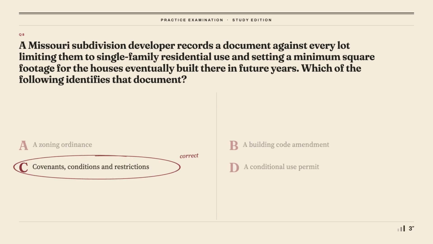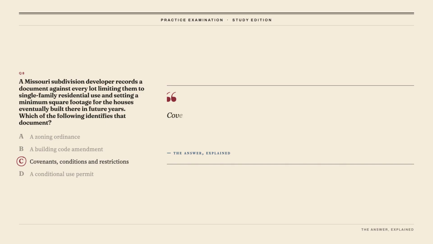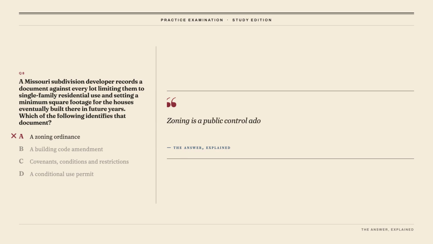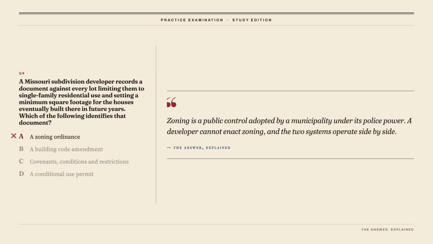The correct answer is C, covenants, conditions, and restrictions. C is correct because covenants, conditions, and restrictions are private controls a developer records against a subdivision. They bind successive owners and are enforced by other lot owners or an association rather than by government. A is wrong because zoning is a public control adopted by a municipality under its police power. A developer cannot enact zoning, and the two systems operate side by side.